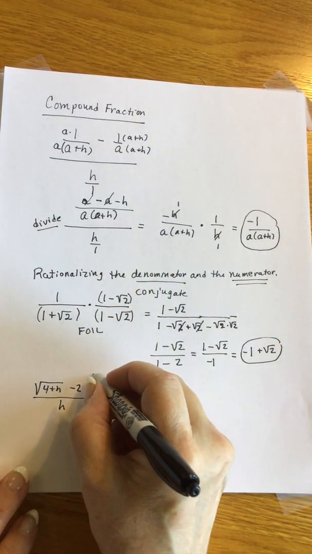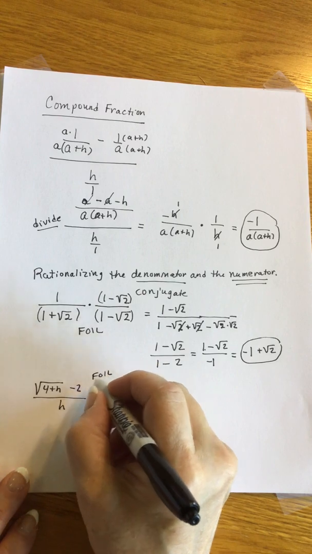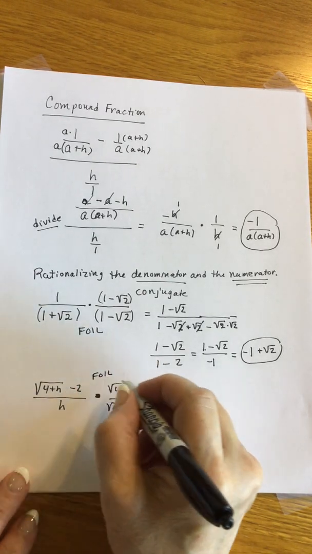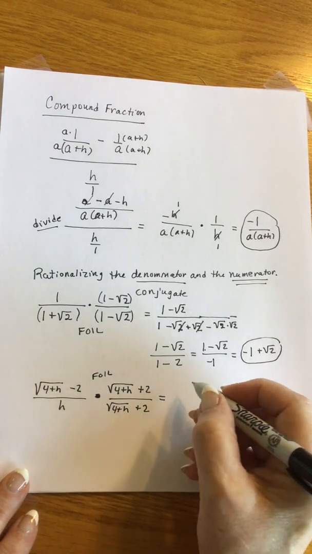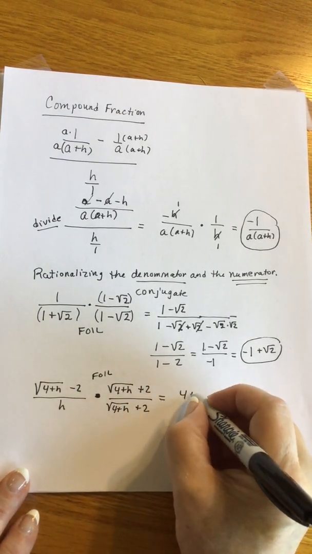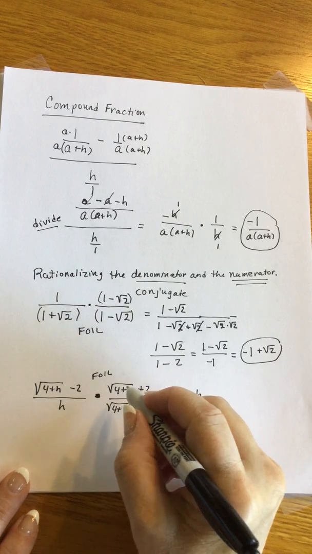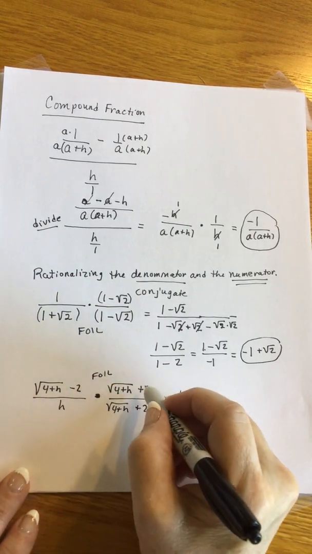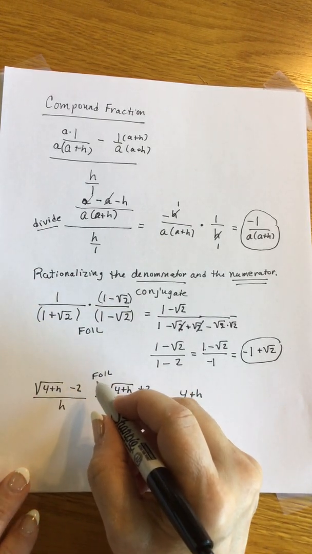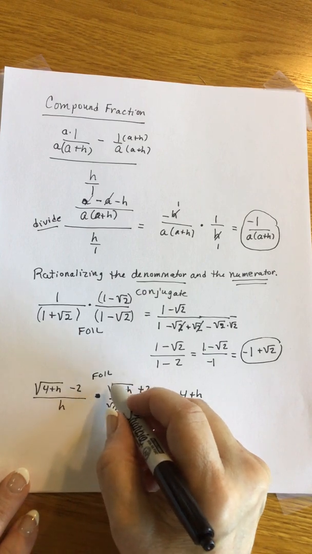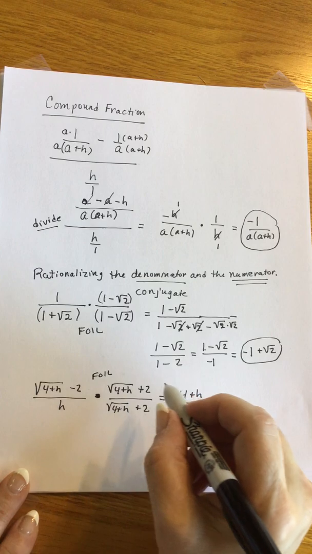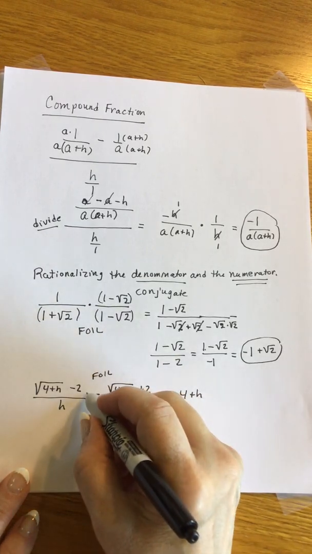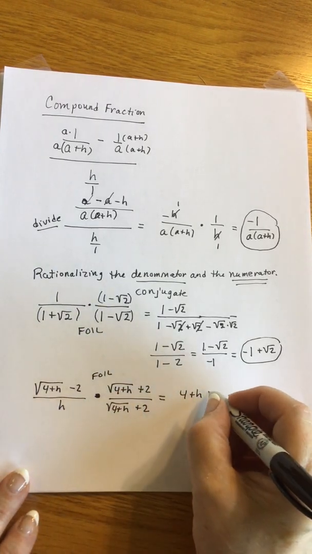So the top part then is going to be the FOIL this time. So I have square root of 4 plus h times square root of 4 plus h, which is square root of 4 plus h squared. So they're going to cancel out and just give me 4 plus h. Outside ones is going to give me 2 square roots of 4 plus h. Inside ones gives me a negative 2 square roots of 4 plus h. So negative 2 and a positive 2 are going to cancel those out. And then you're left with negative 2 times positive 2 gives me a negative 4.